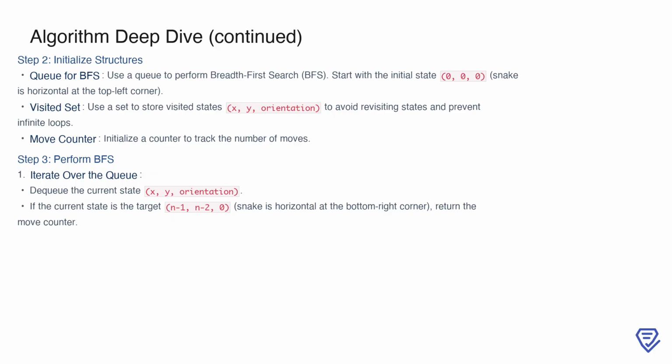As we perform BFS, we'll iterate over the queue by dequeuing the current state (x, y, orientation). If this state matches the target state (n-1, n-2, 0), where the snake is horizontal at the bottom right corner, we can immediately return the move counter, as we've found the shortest path to the goal.